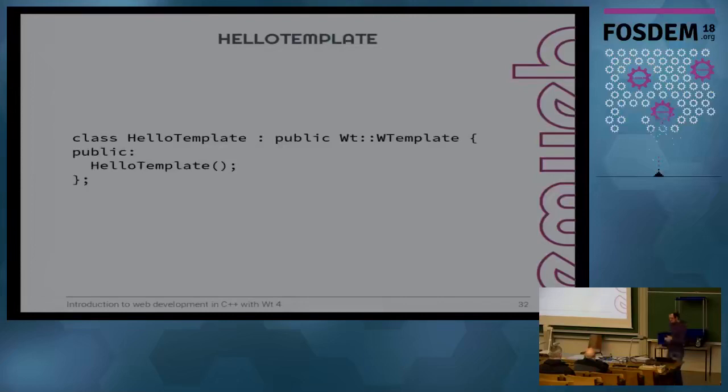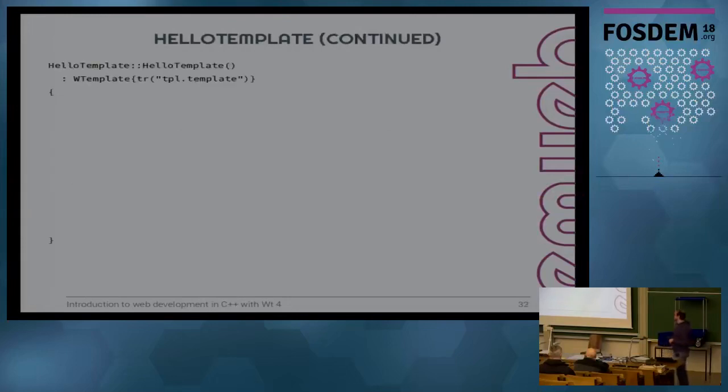So let's define our template now. This is a way that you can extend widgets to build larger widgets. So we'll just inherit from WTemplate. And first we'll initialize that with our string. So we'll use the tr function to retrieve tpl.templates. And then you can register this tr function that we're using.